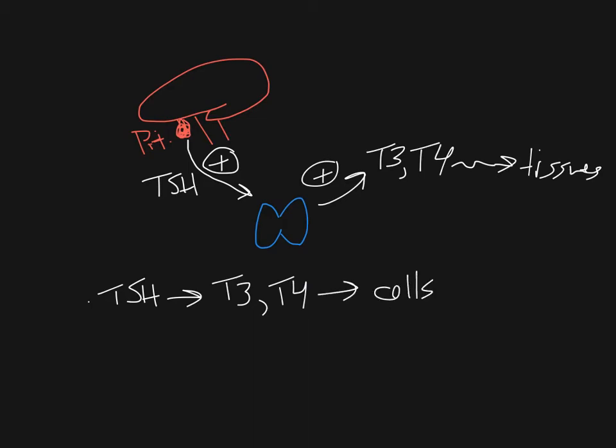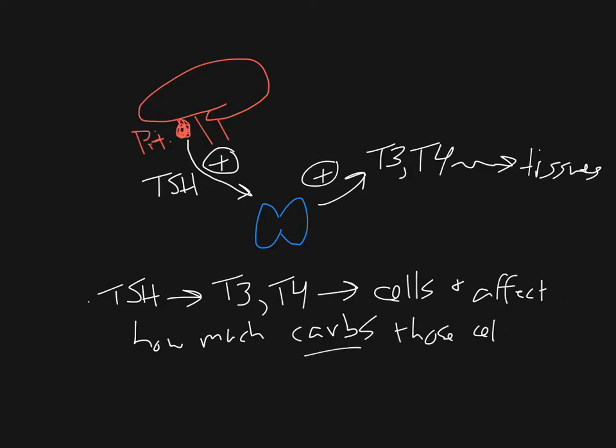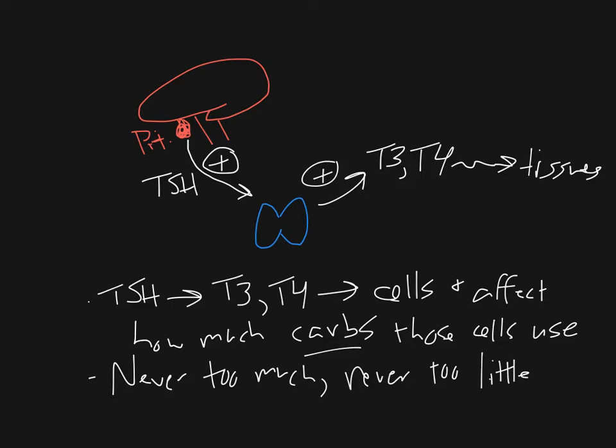These go out to various cells and affect how those cells use, let's say, how much carbohydrate those cells use. And that is the simplest way to explain how they affect your metabolism, is they affect how much glucose or other carbohydrates are used by the cells. Now in the body, you have to keep this in balance, right? So in terms of those thyroid hormones, we never want too much and we never want too little. And as you'll find out shortly, we see both of those things in some disorders. Hyperthyroidism, too much thyroid hormone, and hypothyroidism, too little.